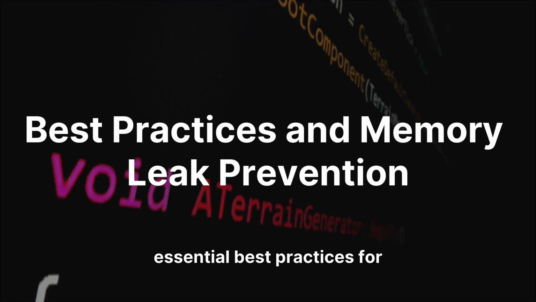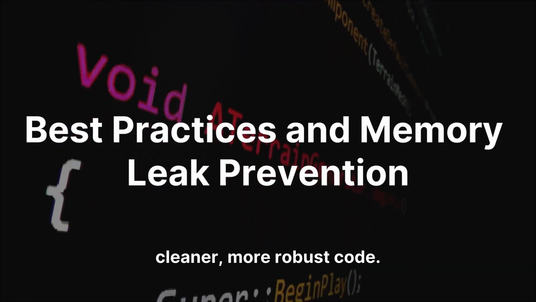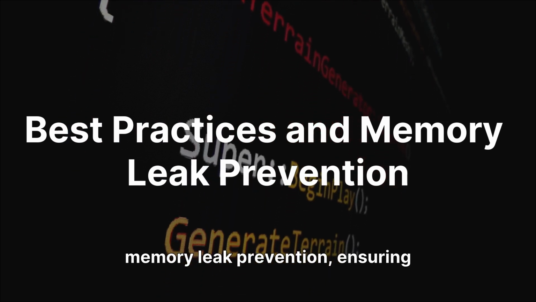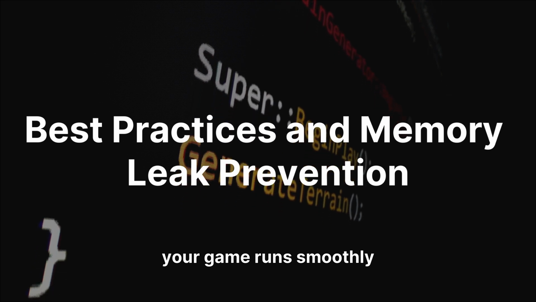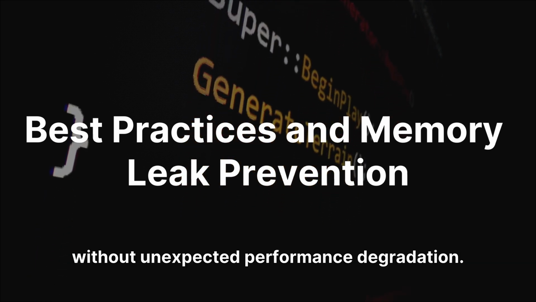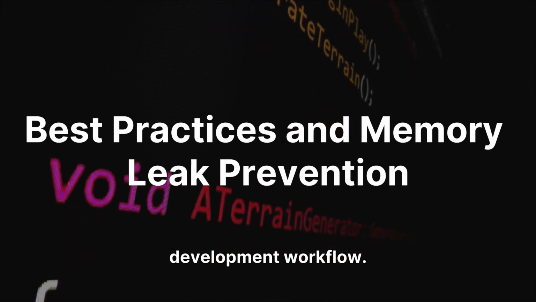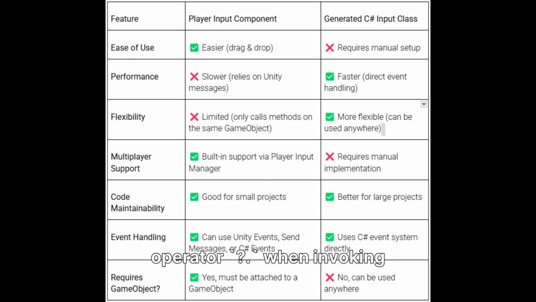Now, let's review some essential best practices for cleaner, more robust code. We'll also delve deeper into specific strategies for memory leak prevention, ensuring your game runs smoothly without unexpected performance degradation. Adhering to these guidelines will significantly improve your development workflow. Always use the null conditional operator when invoking an event. This safeguard gracefully handles scenarios where no objects are subscribed, preventing a null reference exception. This small addition makes your event invocation code much more resilient and error-proof, ensuring stability.